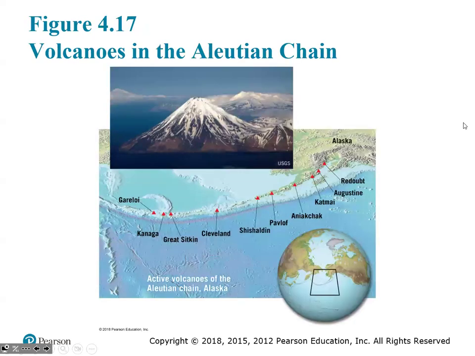So here are some of the volcanoes in the Aleutian chain. This is the Pacific plate, and I think this is still the North American plate. And this is the chain of volcanoes formed by this. These are various volcanoes. And where one plate subducts under the other, you get these volcanoes.